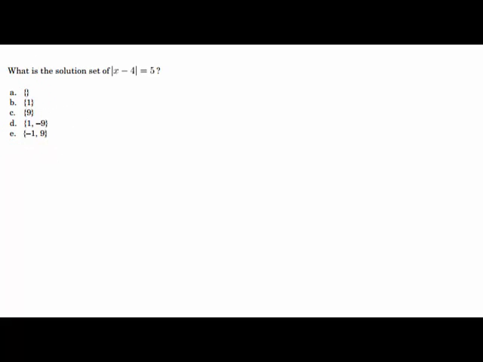So let's try to solve this. So we know that there's going to be two equations. One is x minus 4 equals 5, and the other is negative x minus 4 equals 5. So let's solve the first one. So x minus 4 equals 5, so you add 4 to both sides, and you get x equals 9.